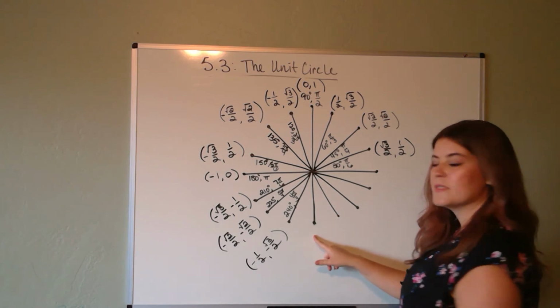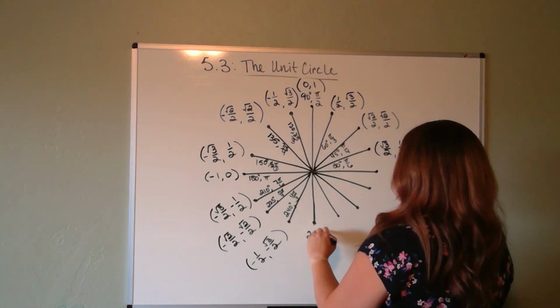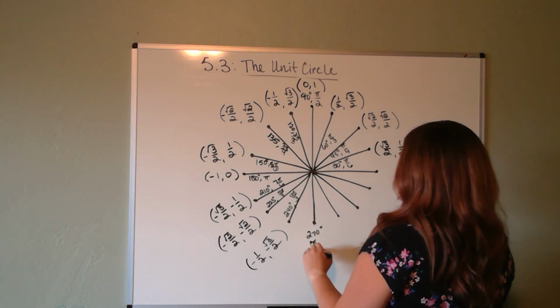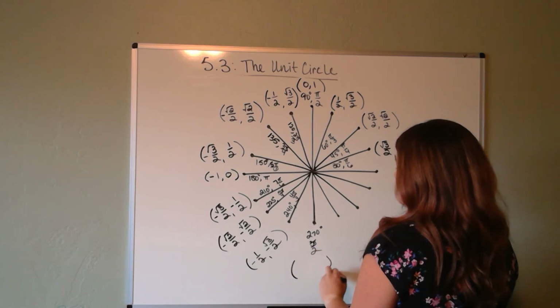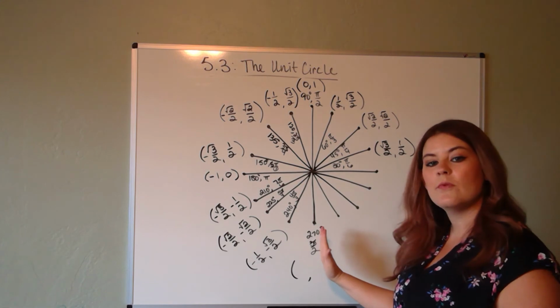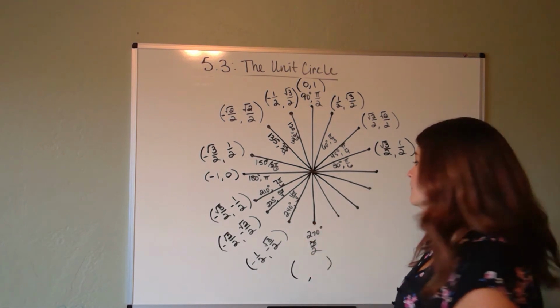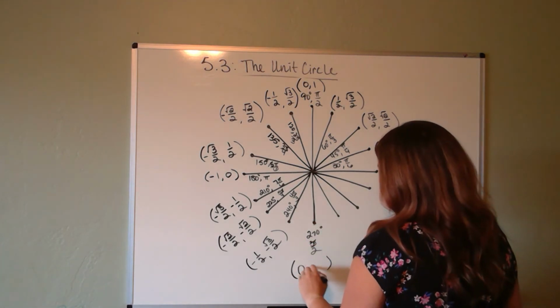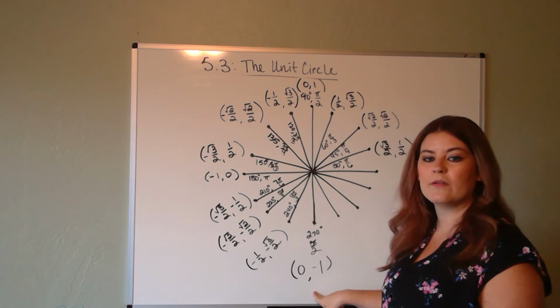We're down to the 270. Remember, we can't use reference angles for this one, but these are the easy points to find. So this is 270, or 3 pi over 2, straight down on the y-axis, 1 unit. So I think it's 0, -1.